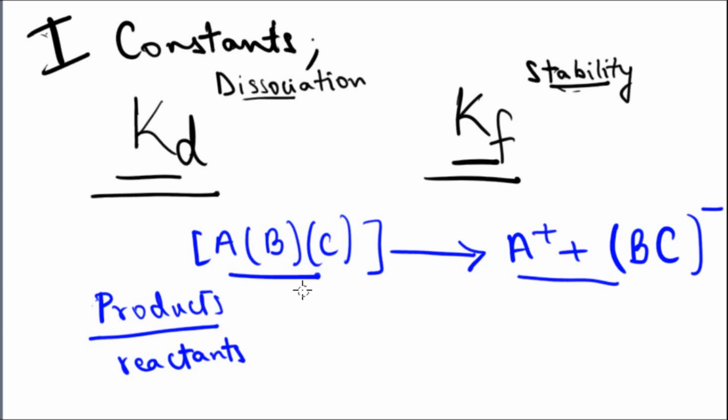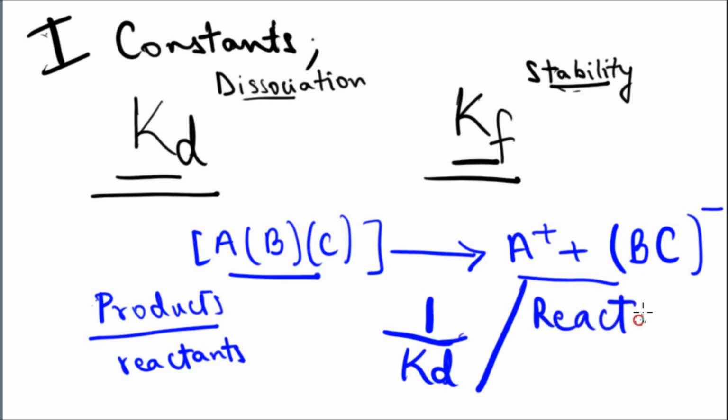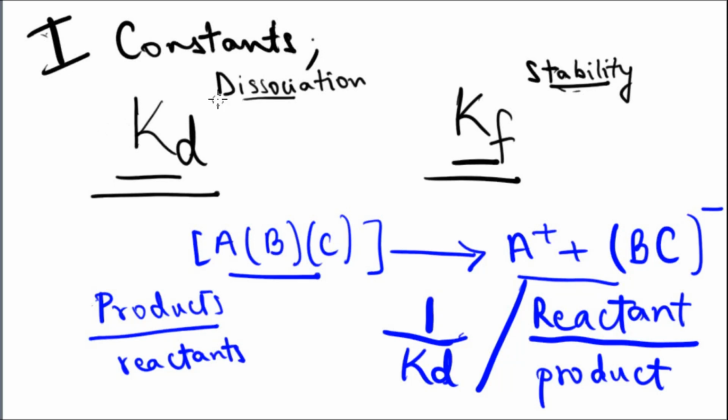You can write it in 2 ways. One is 1 over Kd, or you can also write the reactants over the products, which is the same, to be honest, right? So 1 over Kd will switch the reactants to the top, so that will become reactants over products. If the dissociation constant is high, that means the stability of the coordination compound is low because it dissociates much quicker, right? And if the formation constant is high, that means the stability of the compound is also high.